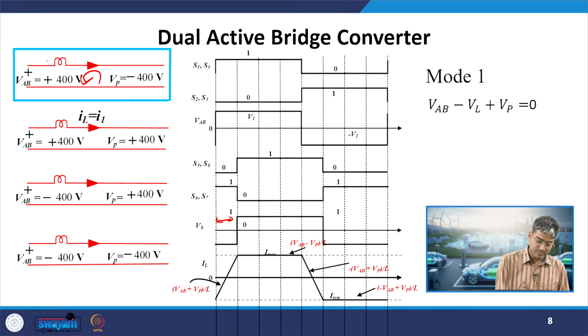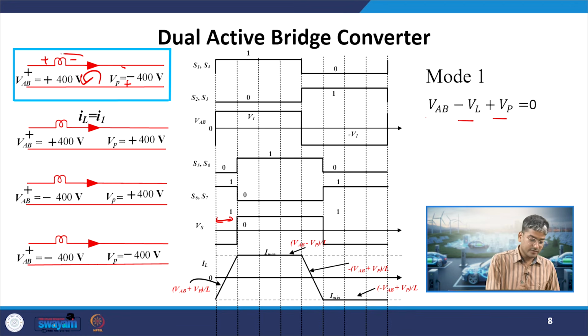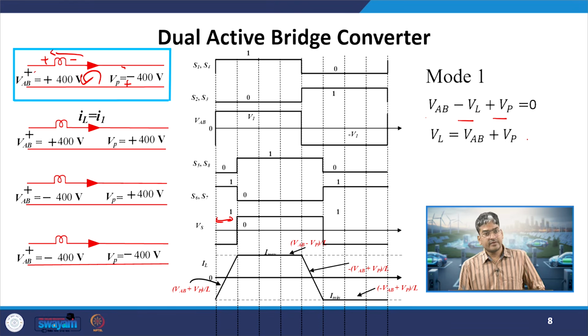Why is it minus VL? Because this is the polarity of VL which we have assumed. Sorry, it should be the opposite way. So, this is the polarity of VL. When I apply KVL in this loop, I travel through, this is plus over here, this is minus over here. So, it will be plus Vp, then the second term will be minus VL because I am traveling towards the minus terminal first. Then I am entering through the positive terminal, so I will write it as plus VAB. If I simplify that, I will find that the voltage across the inductor will be equal to VAB plus Vp. So, we are traveling in this loop.